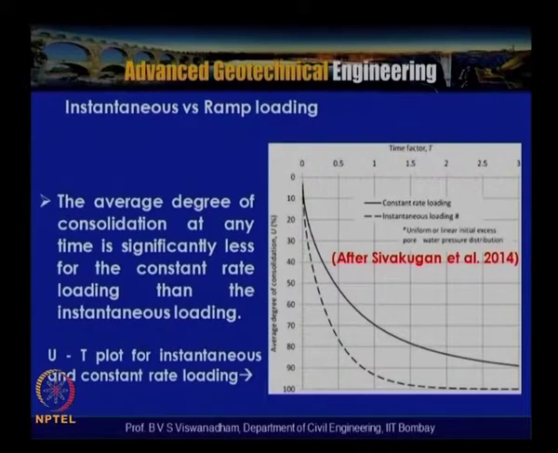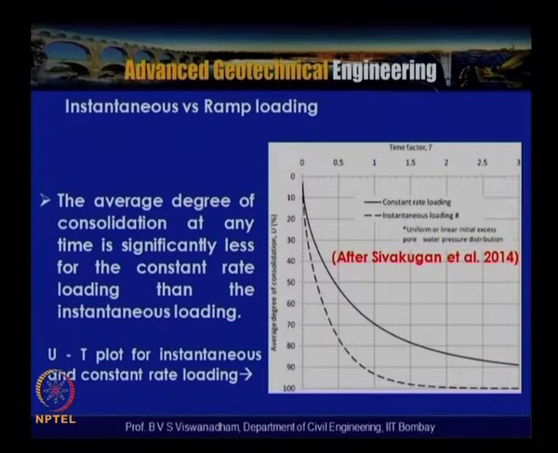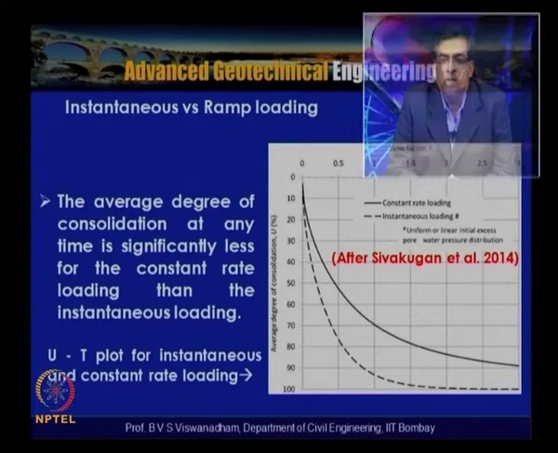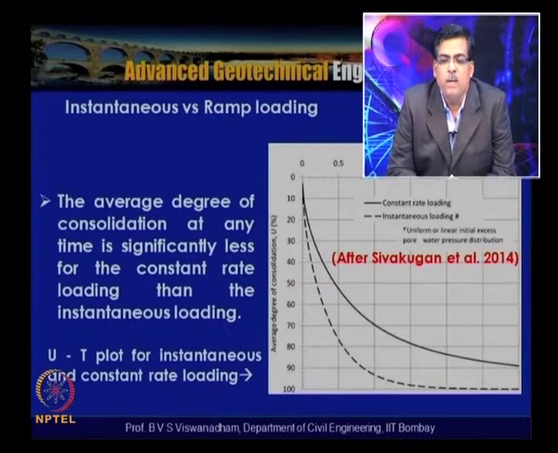So in the previous lecture we discussed instantaneous loading, wherein at time t equal to 0 itself the load is assumed to be acting on the surface of the soil. But in reality, the placement of this load occurs over a period of time. If that is done at a constant rate, it is called constant rate loading, or single stage ramp loading, or if a bund is constructed in two stages, then it is called two stage ramp loading.